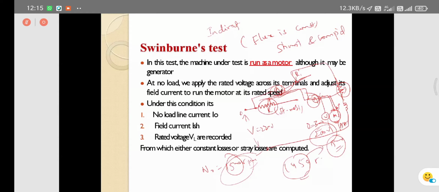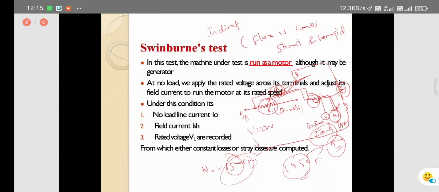Here some field winding will be there along with a rheostat. We can adjust the rheostat if the motor speed is not equal to the rated speed, suppose the motor speed is 1450 or 1480. We adjust this rheostat until we get the rated speed. At no load we apply the rated voltage across its terminals and adjust its field current to run the motor at its rated speed.